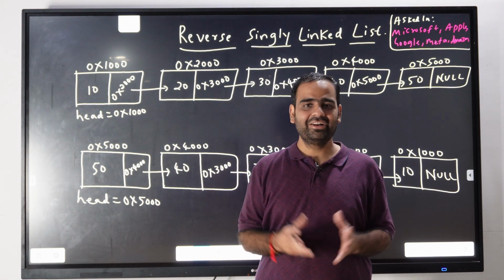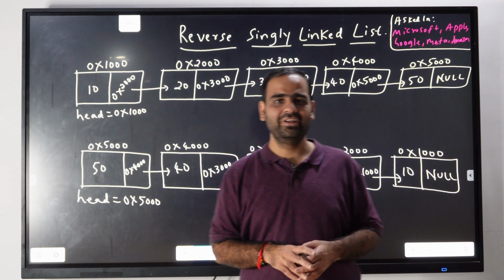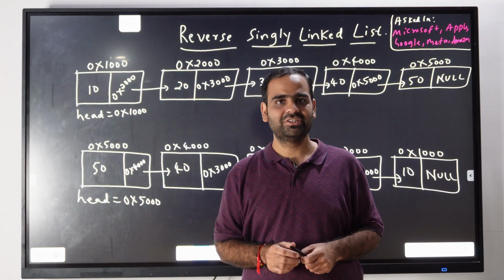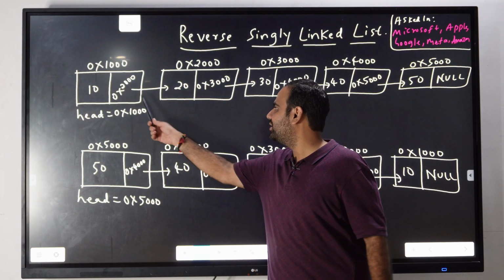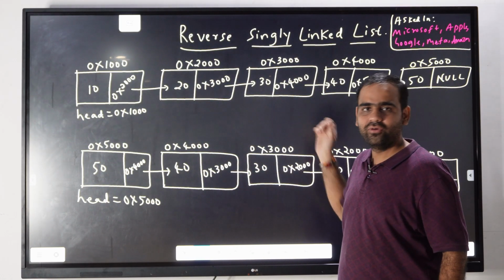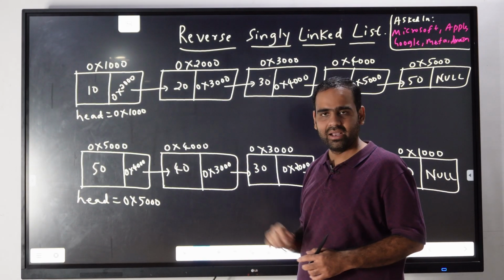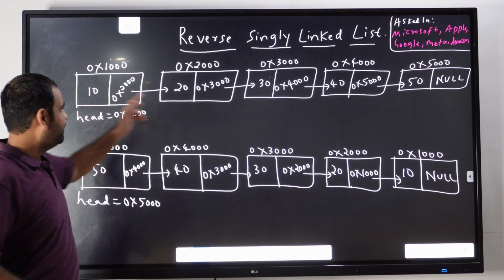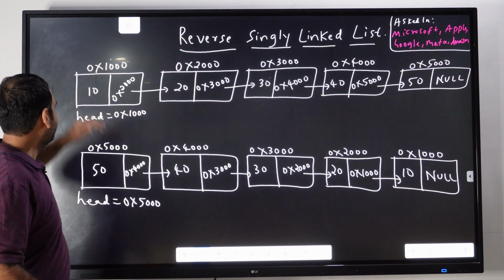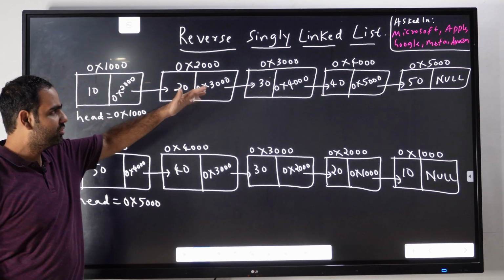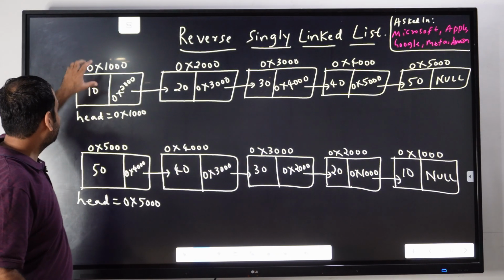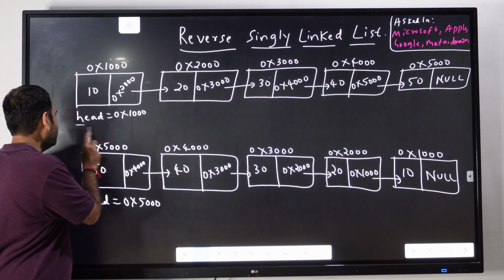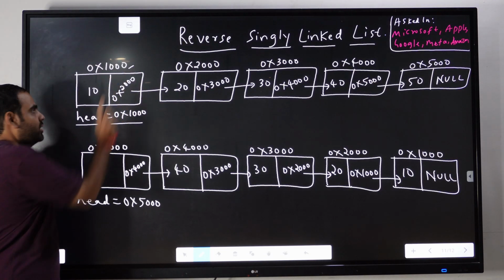Hello everyone, let us solve the question of how do we reverse a singly linked list. Now we know that in a singly linked list we can only traverse in the forward direction and we cannot come back. Suppose this is the given singly linked list: 10, 20, 30, 40 and 50 with addresses 1000, 2000, 3000, 4000 and 5000. These are the node addresses. What is the value of head? The value of head is 1000, this is the node address.